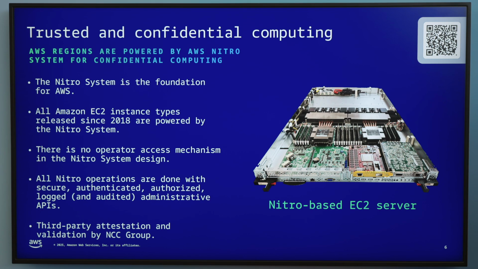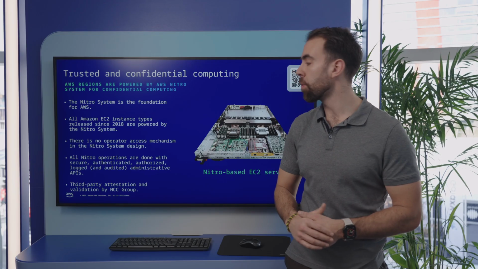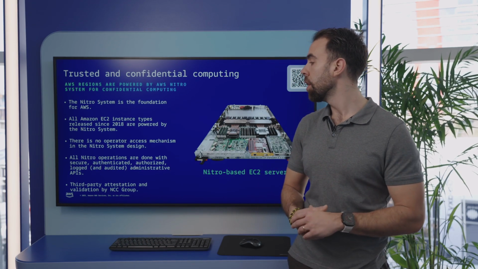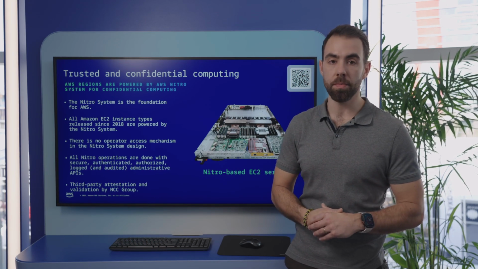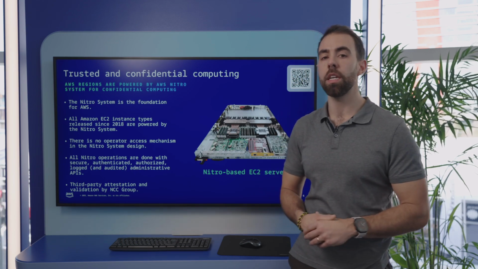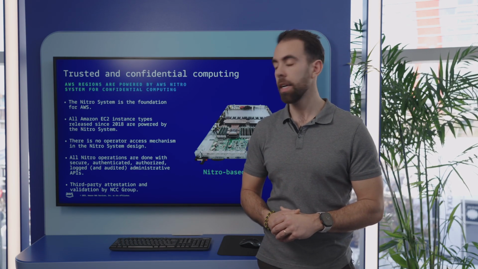So as we can see here, we have the overview of what the Nitro system is. Because of the redesign of the hypervisor layer and with what we call the Nitro card, we are able to make sure that all operations are controlled, validated, and done in a secure, authenticated and authorized manner using a very specific set of APIs. Again, reinforcing the technical controls around no operator access.